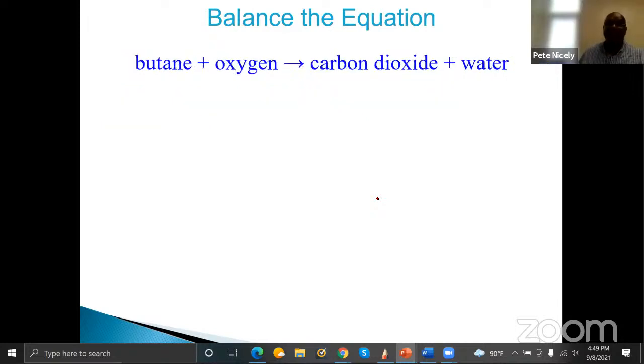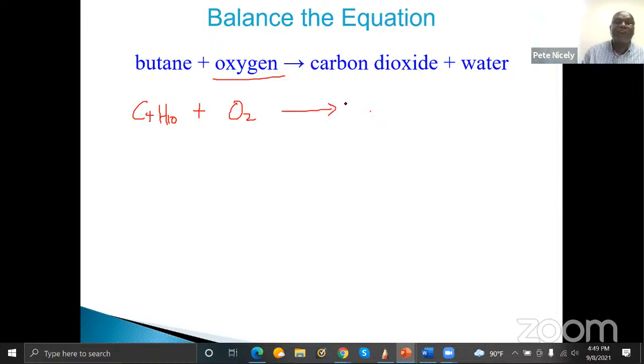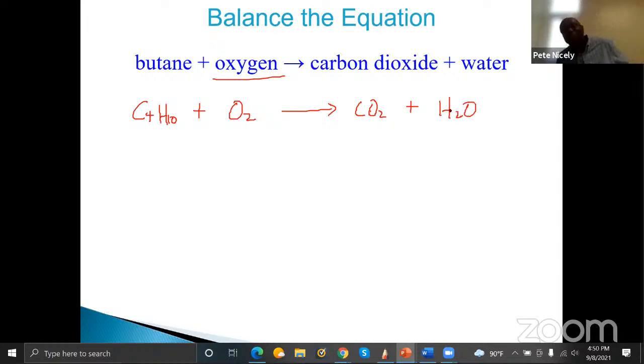Okay. Here's another example. Now, in this case, I would not expect you to know the formula for butane, right? So let me write the formula for butane here. The formula for butane is C4H10, all right? That is reacting with oxygen. Remember, we said that oxygen is a diatomic molecule, so we're going to put O2, and then it says it forms carbon dioxide, which is CO2, plus water. And everybody knows the formula for water is H2O. All right, so the task is to balance this equation.